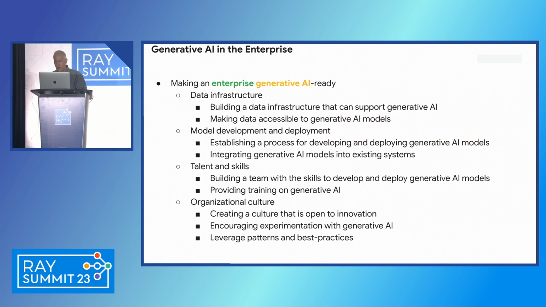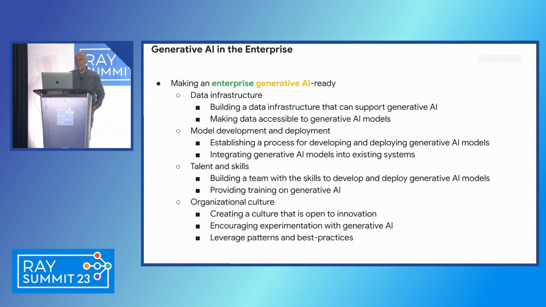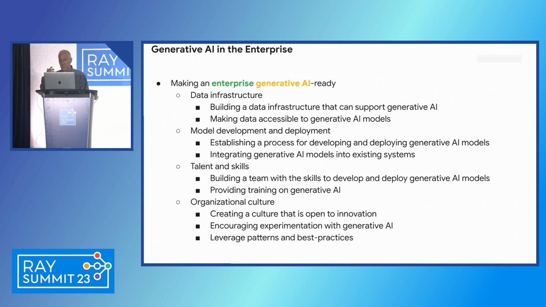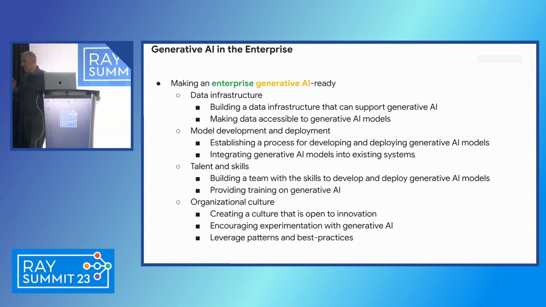So in terms of org culture, we want to make an enterprise generative AI ready. So you need to talk about data infrastructure, model deployment, development, talent and skills, and organizational culture. There's a whole bunch of things that I have for you. The last one, leveraging the patterns and best practices.